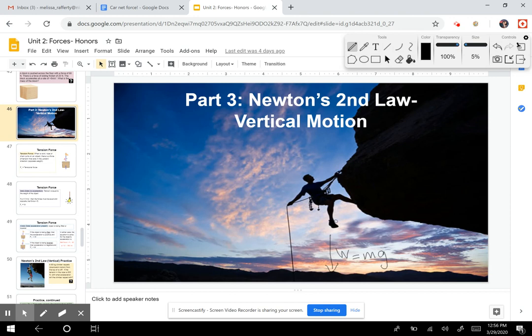And then in this case, the upward force would be tension in that rope that's holding him. So that's Ft. Okay, so the two vertical forces we're looking at in this situation would be tension and weight. All right, let's move on.